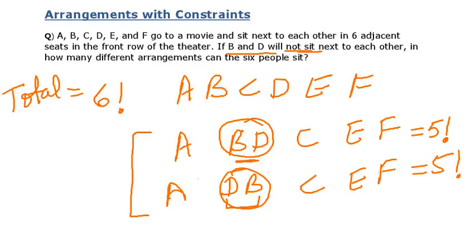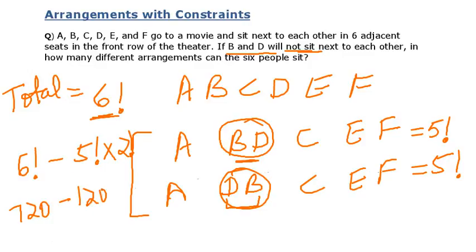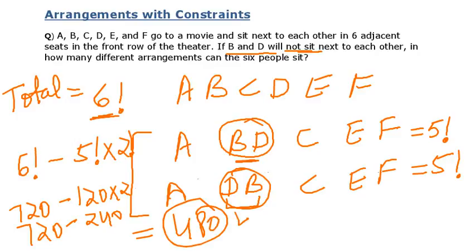If we subtract this number from this total, what are we left with? We'll be left with B and D not sitting next to each other, and that is required. So the answer is 6 factorial minus 5 factorial into 2 factorial, and this is 720 minus 5 factorial is 120 into 2, that comes to 240. 720 minus 240 gives me the answer 480. Okay, that's it.